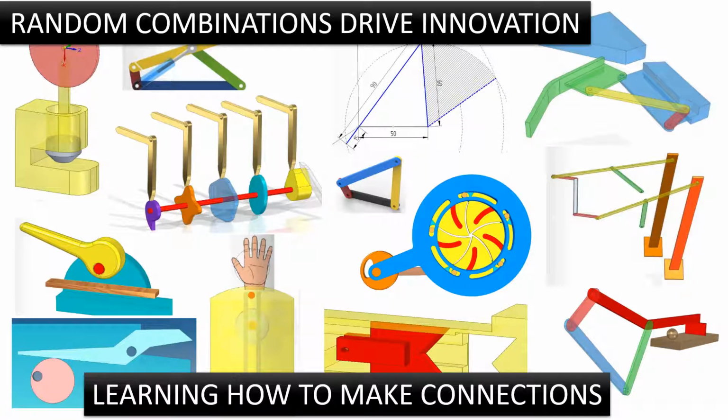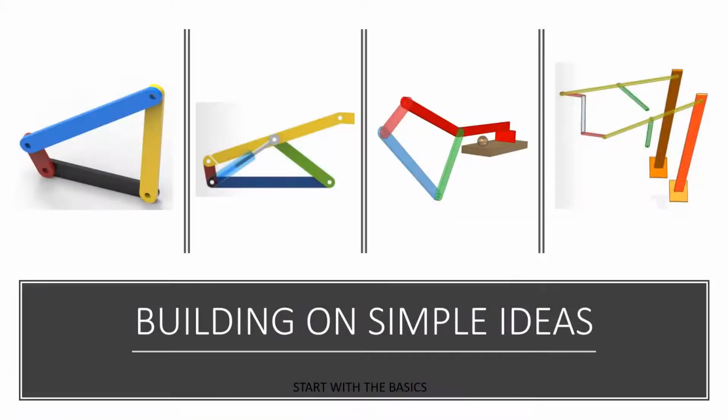Let's look at this thought that I've talked about in earlier classes, the idea that random combinations can drive radical innovation. And let's take a look at how we can learn how to make these type of connections. We've started with the basics. We've built on these simple ideas, simple concepts, this line upon line.